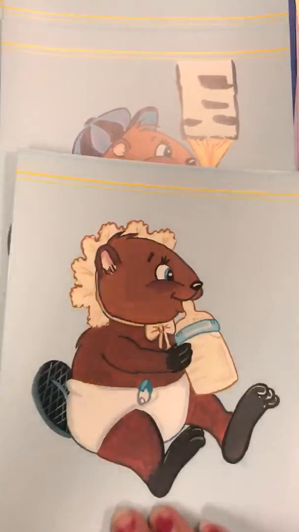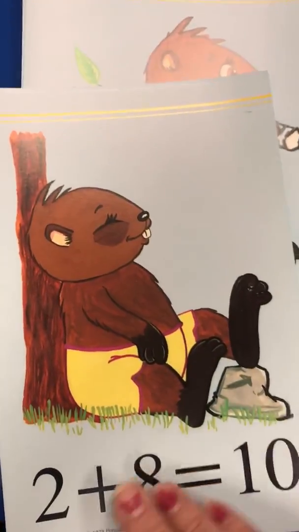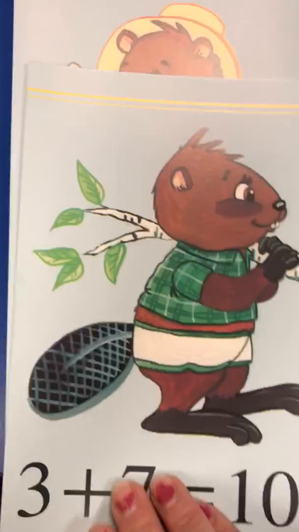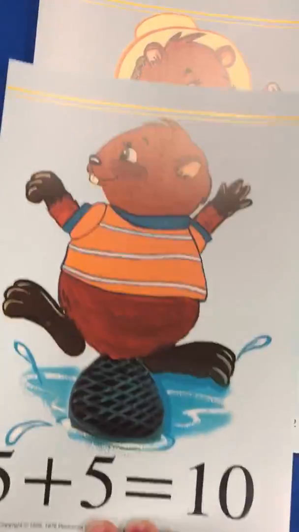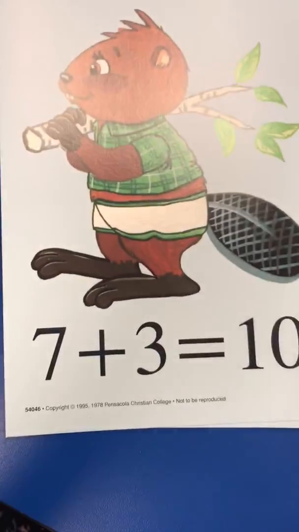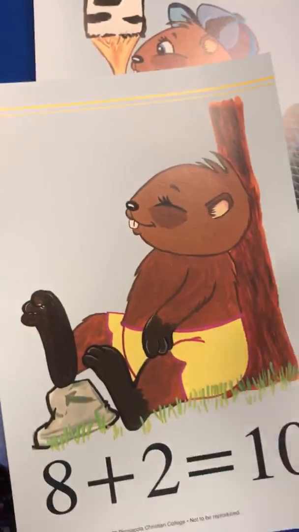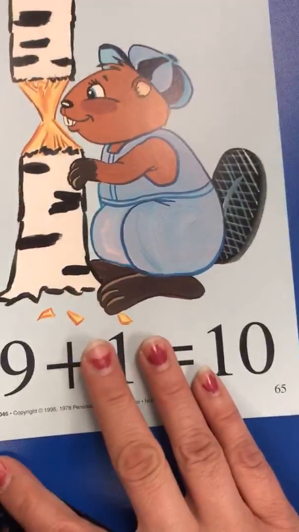0 plus 10 equals 10. 1 plus 9 equals 10. 2 plus 8 equals 10. 3 plus 7 equals 10. 4 plus 6 equals 10. 5 plus 5 equals 10. 6 plus 4 equals 10. 7 plus 3 equals 10. 8 plus 2 equals 10. And 9 plus 1 equals 10.